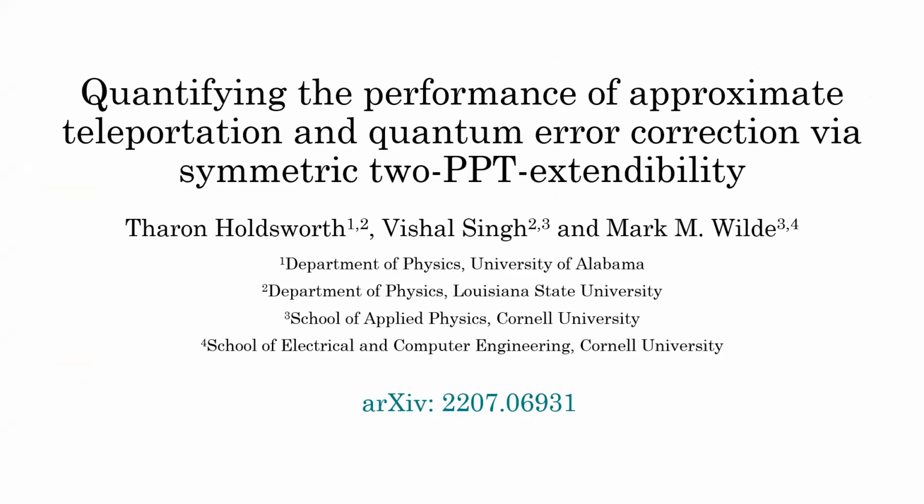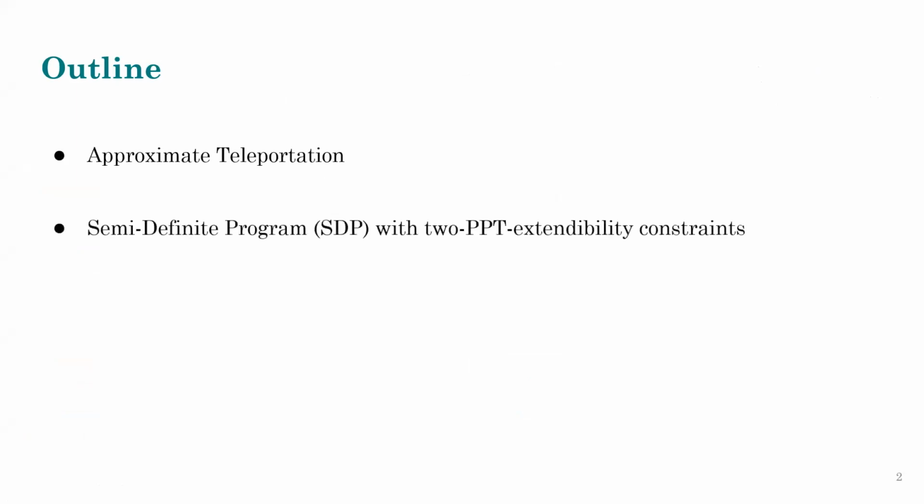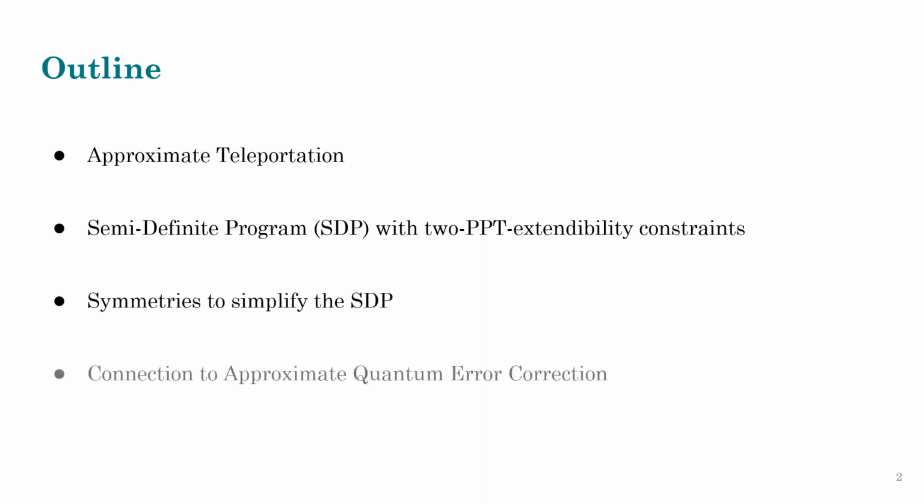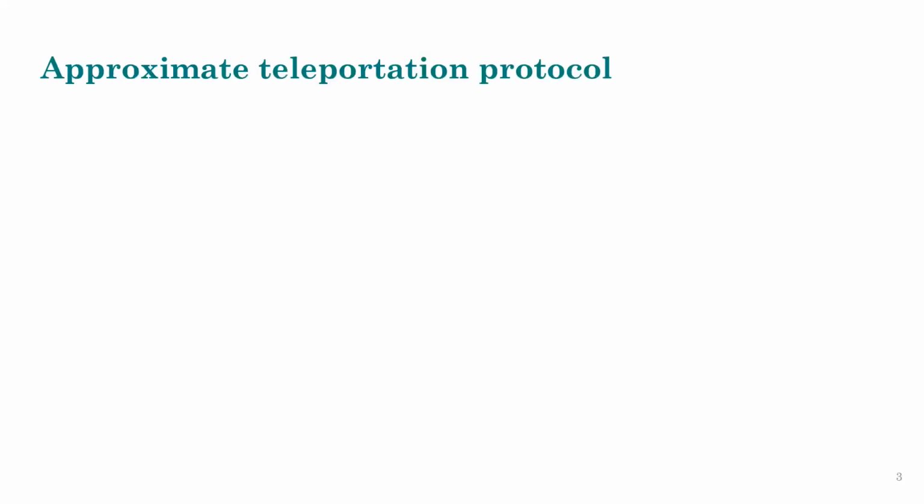That's the title of my presentation. So just a brief outline. I'm going to talk about approximate teleportation. Then we're going to look at a semi-definite program with which we can estimate the simulation error in the approximate teleportation using two PPT extendibility constraints. And we're going to use some symmetries to simplify the SDP and then connect it to approximate quantum error correction.